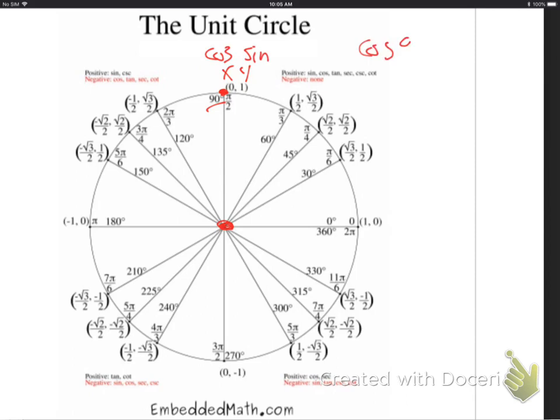So what's the cosine of 90 degrees? 0. What's the sine of 90 degrees? 1. It's the y value. That's how they're getting all the values. Does that make sense? That's the unit circle. That's what I would suggest that you use as you do your homework. Have it open in a window or on a thing. Okay, with that in mind, let's go do some homework.